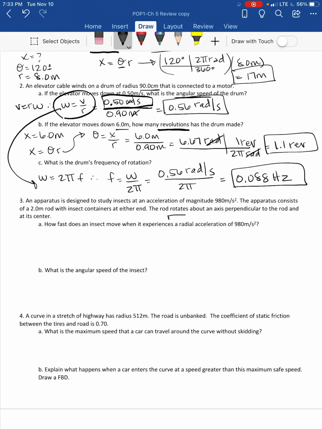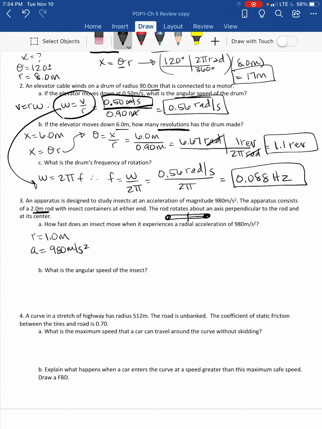So if you think about it, you've got this 2-meter rod, and it's saying that the insect containers are at either end. So here is our radius then. Instead of this being 2 meters as the radius, we need to remember that the radius is going to be half of that. Okay, so just keep that in mind. Sometimes it's worded one way or the other, and you have to figure out if it's giving you the radius or the diameter. So it also gave us the acceleration here of 980 meters per second squared.